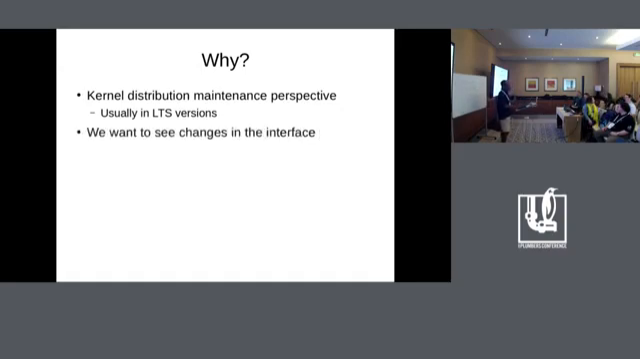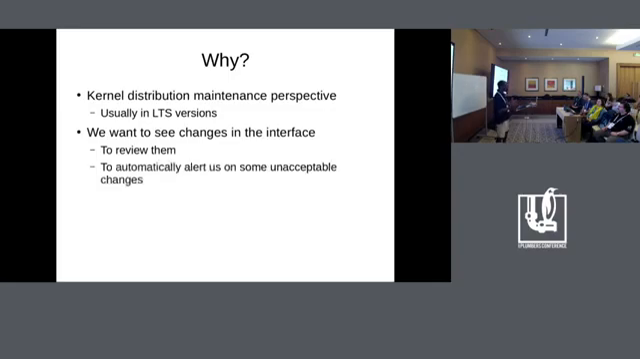So the idea is that those maintainers want to see the changes that impact the kernel module interface, well, the interface exposed by the kernel to its modules. They want to see those changes in order to review them, to be sure those changes are what they intended, and also to alert us automatically or semi-automatically about some changes that might not be acceptable.